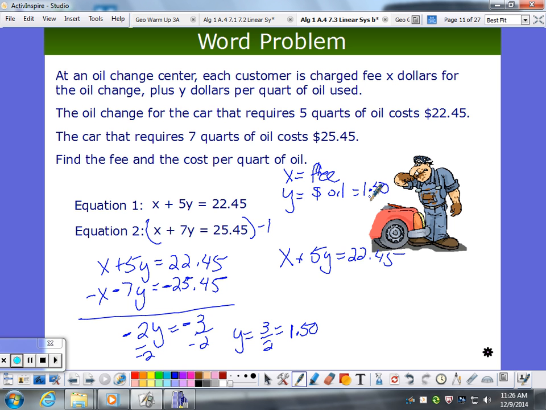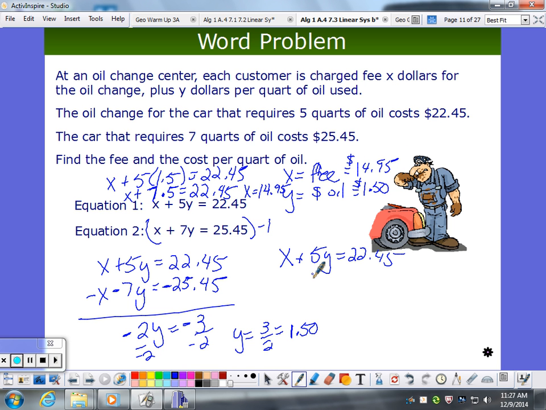And then how are you going to find the fee? Plug it in. Pick one, it doesn't matter. x plus 5y, with y being 1.5, equals 22.45. x plus, what's 1.5 times 5? I want to say 7.5. Is that right? Equals 22.45. Now 22.45 minus 7.50 makes 14.95. That's your fee. So it's $14.95 to get your oil changed, and it's $1.50 for a quart of oil.